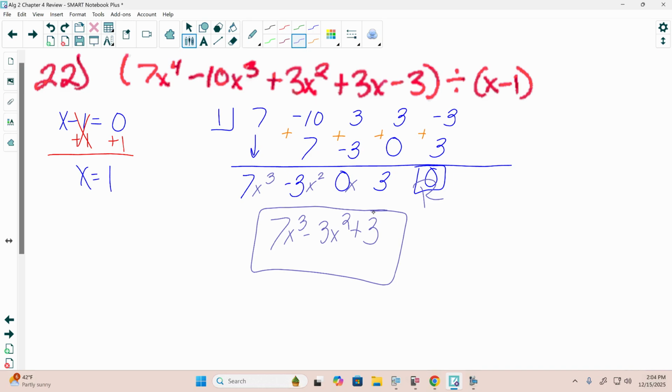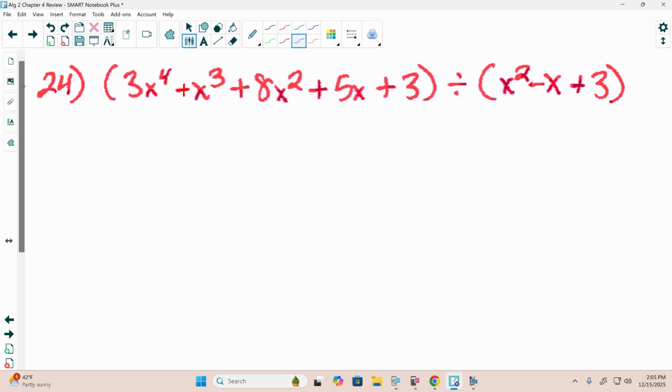That's still synthetic. Any questions on 22? We feel good with 22. Let's look at 24. We're going to do it by long division.